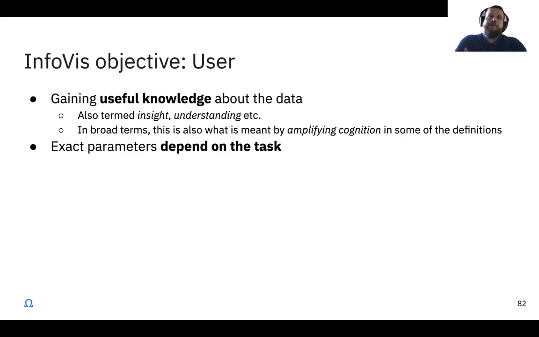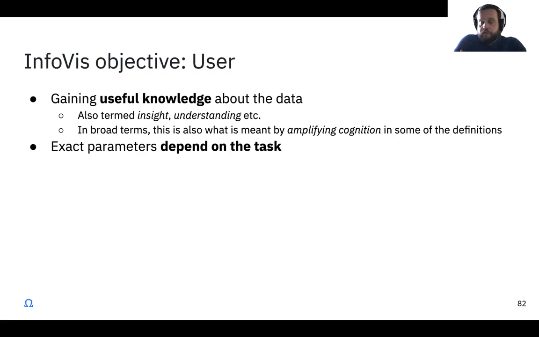So, to conclude with the objective of InfoVis from the user perspective, it's to gain useful knowledge about the data, as we have mentioned. This is often also termed insight, understanding, etc. And in broad terms, as you have seen in some of those definitions, there was this phrase amplify cognition, enhance the way you think about the data. This is also what is meant by that in some of the definitions.